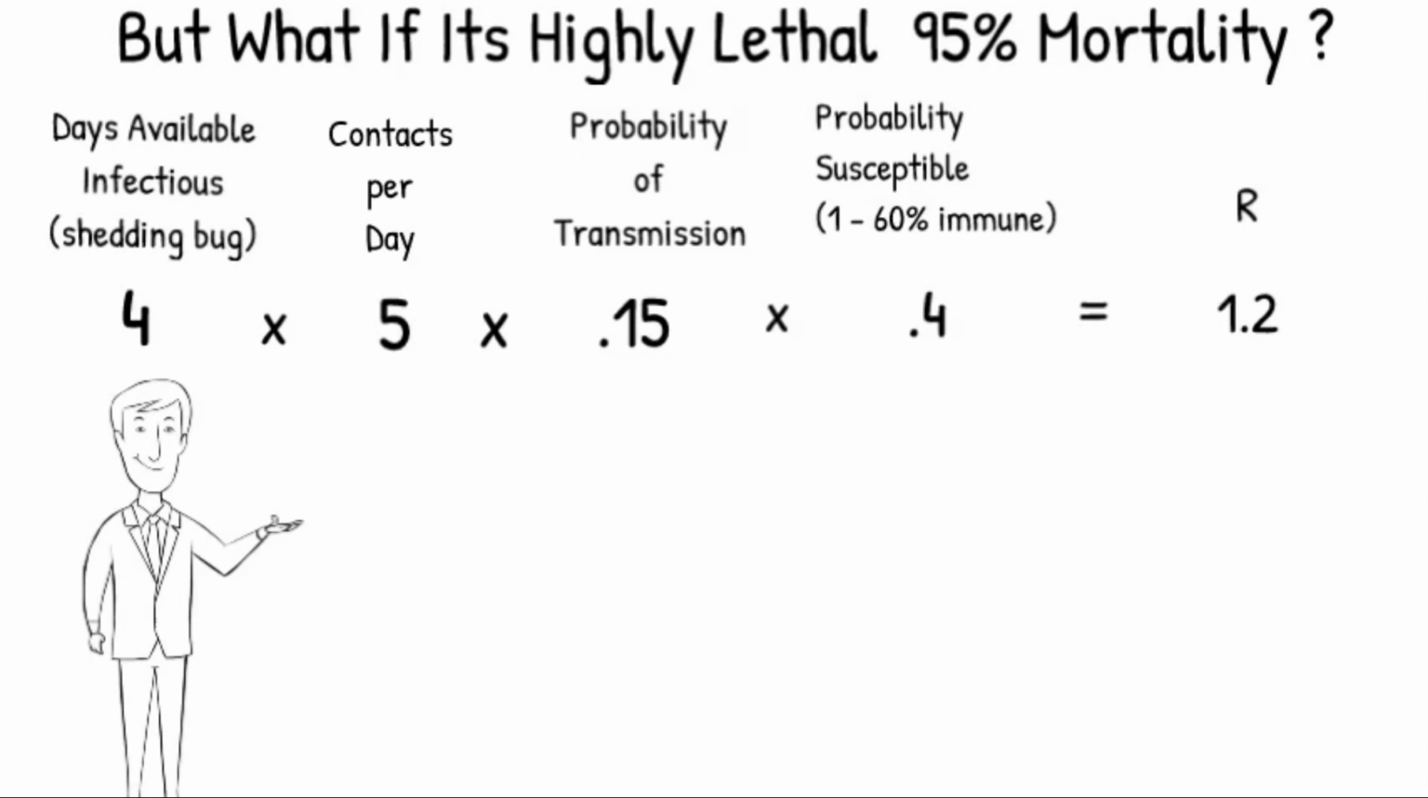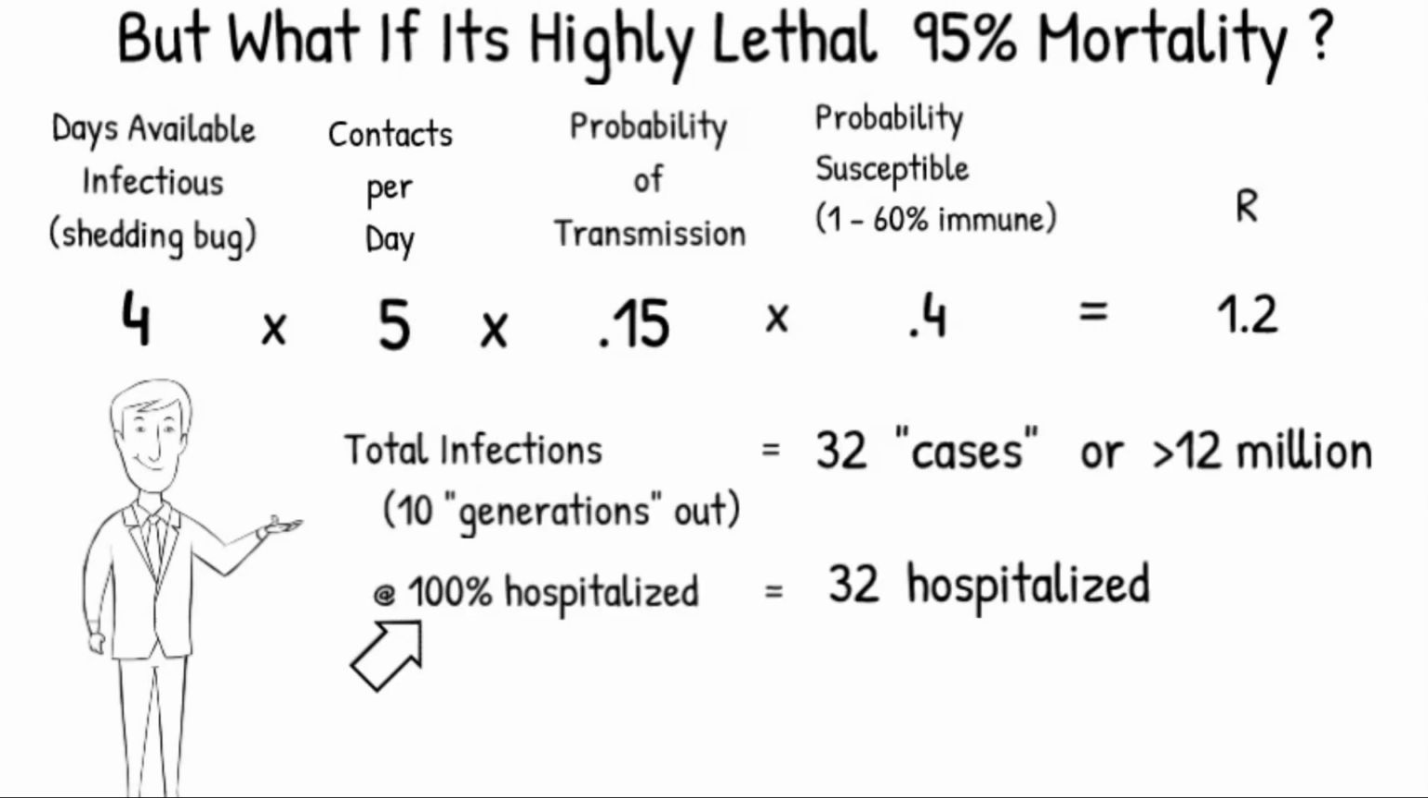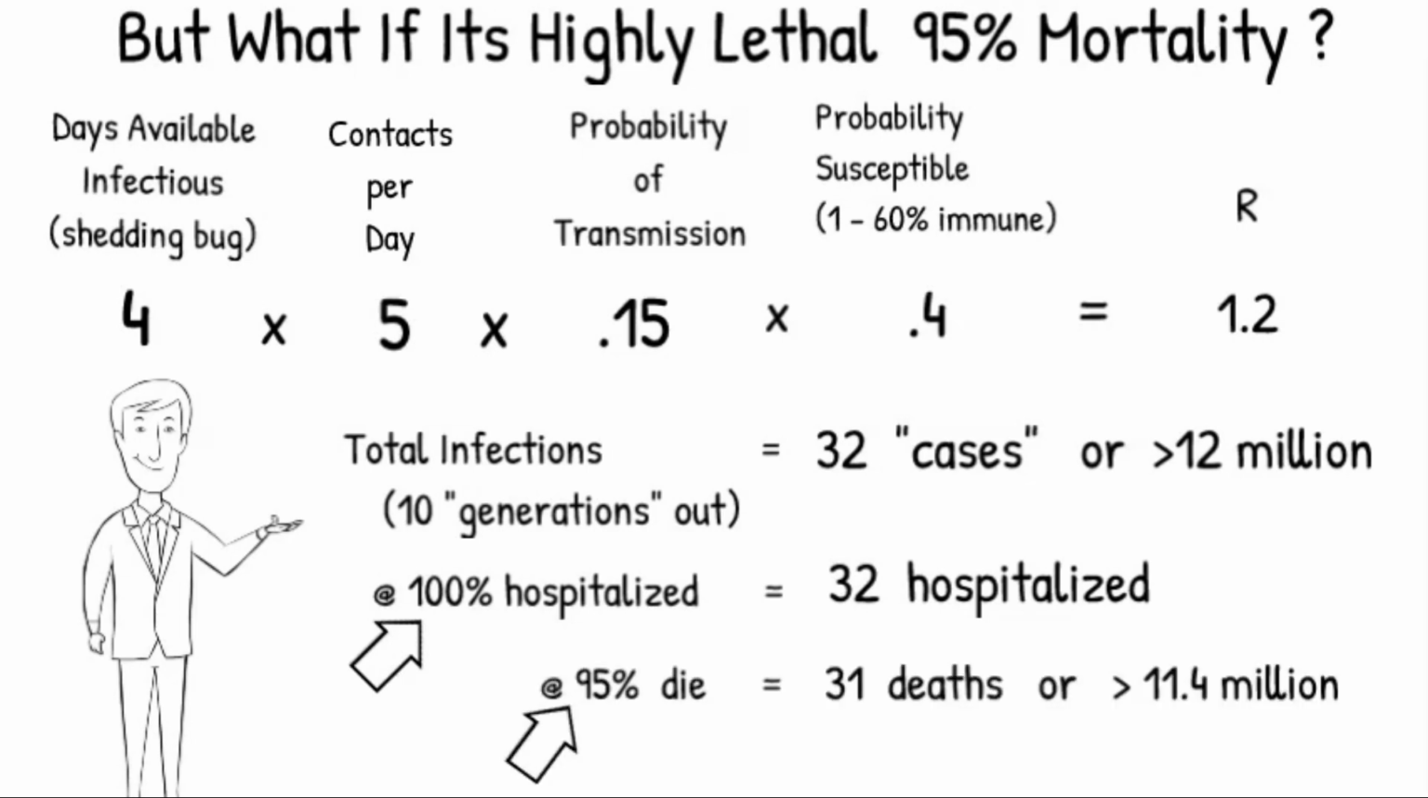Now let's keep everything the same as when we got things under control previously, the R down to 1.2. The number of infections and deaths after you get the R down to 1.2, 10 generations out, is 32 cases, but 32 hospitalized and 31 deaths because the mortality rate is 95%. But that's at an R of 1.2.